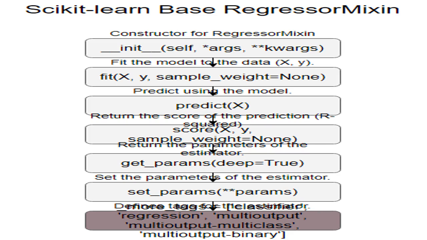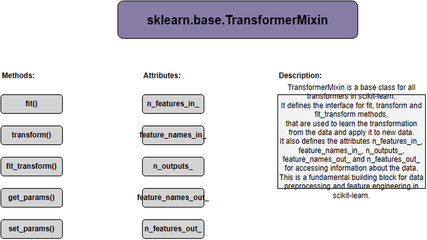Tags classifier, regression, multi-output, multi-class, multi-output binary. This attribute defines the tags or categories that classify the estimator. These tags help organize and categorize models within the scikit-learn ecosystem. Tagging. sklearn.base.TransformerMixin.